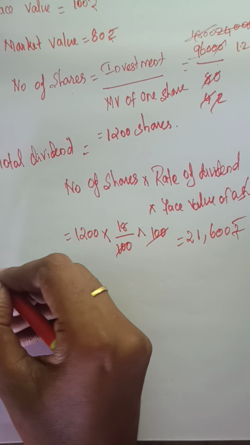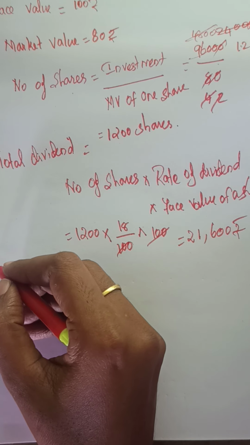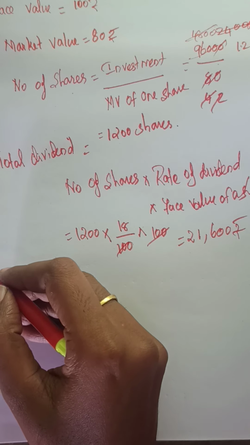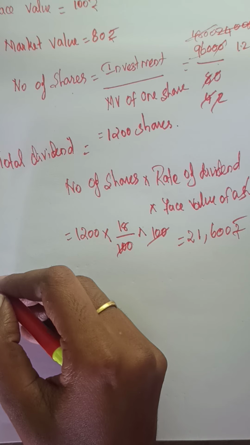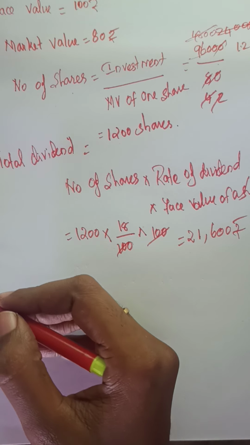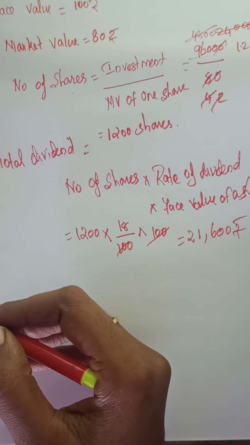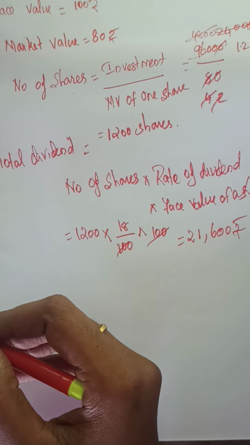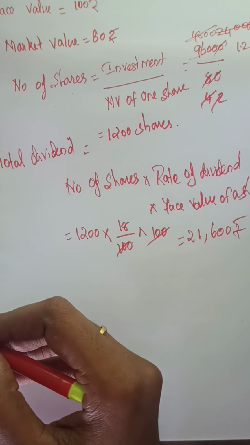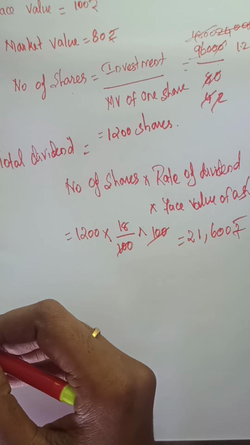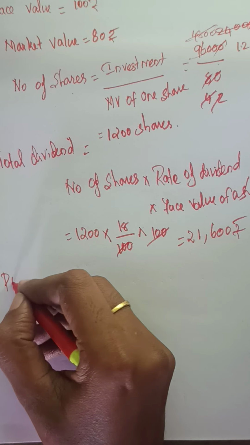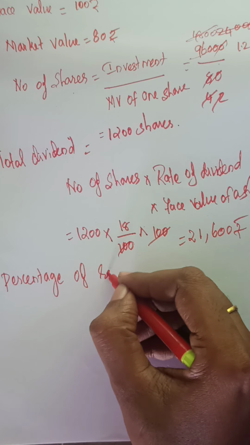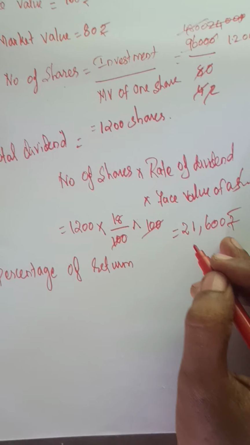The last one, percentage of return. So percentage of return is total dividend by the invested amount into 100. What's the formula? That is income divided by investment into 100. That is the third formula. What's the formula for percentage of return? So please learn the formula. It will be useful for next year also.